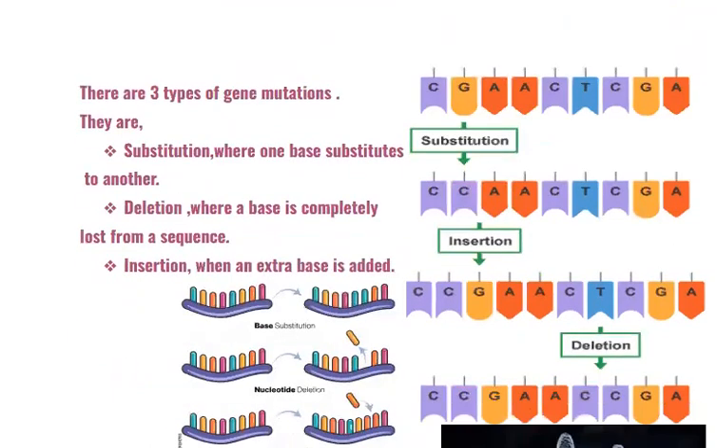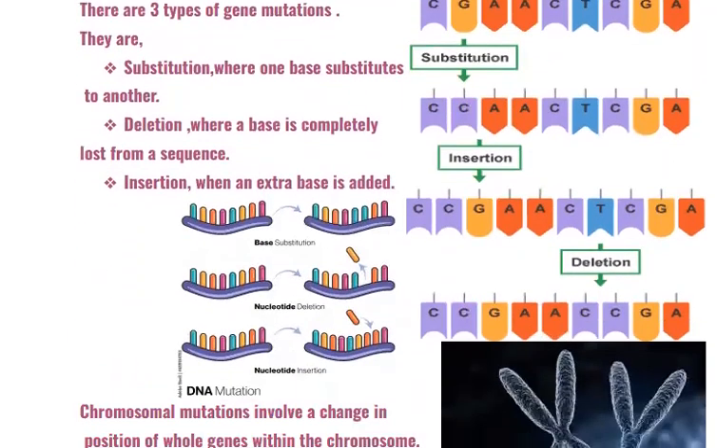There are three types of gene mutations. They are substitution, where one base substitutes to another. Deletion, where a base is completely lost from a sequence. Insertion, when an extra base is added.